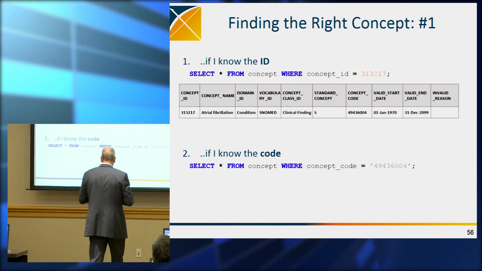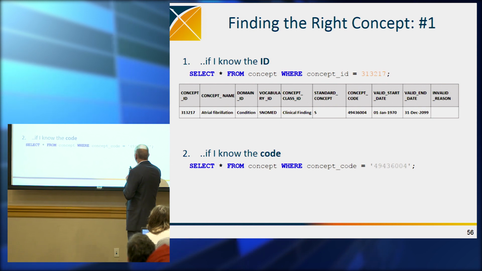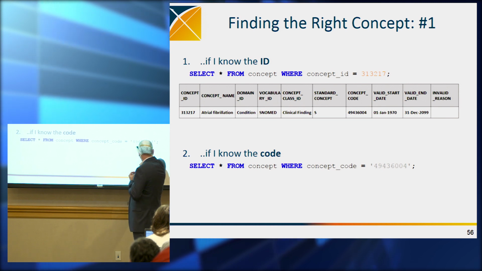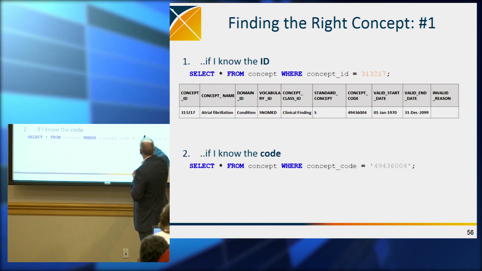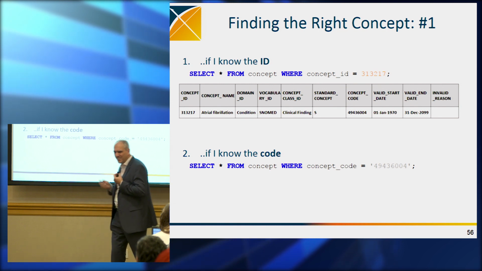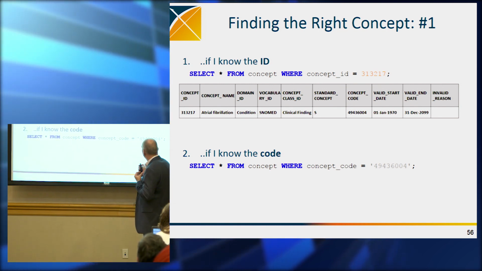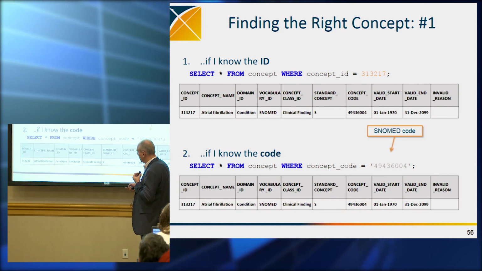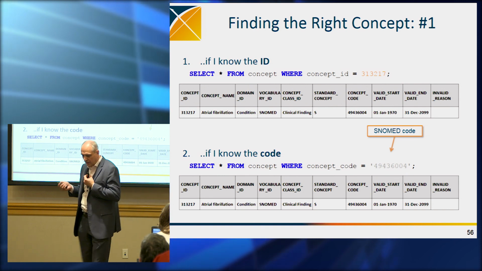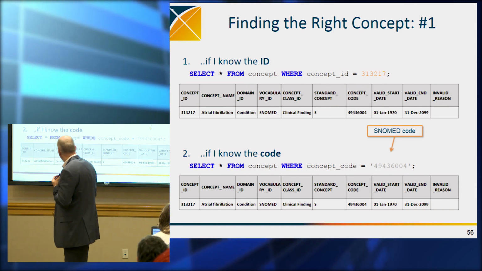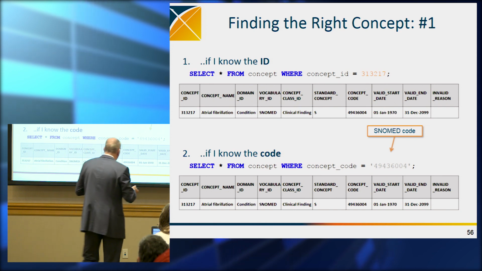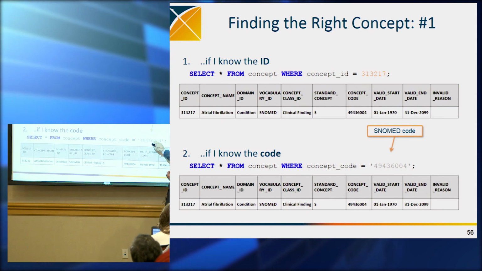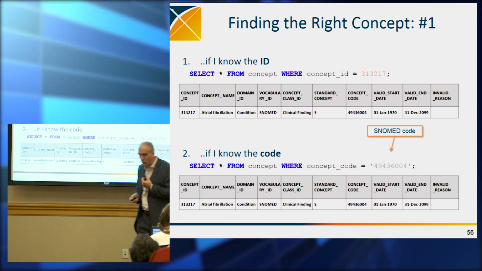Now, if you know the code, and the code is 494360004, the code actually has to be in quotes because it's an alphanumeric one. This thing is a numeric one. All the concept IDs are numeric, just so the databases are faster. This is alphanumeric. If you know the code, then you find it too. So what the hell is a code and what is an ID? And why do we need both? Okay. Well, 494360004 is what SNOMED calls it. And by the way, they call it concept ID just to screw everything up a little.